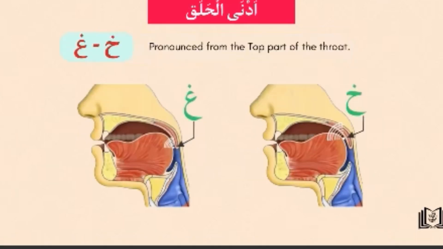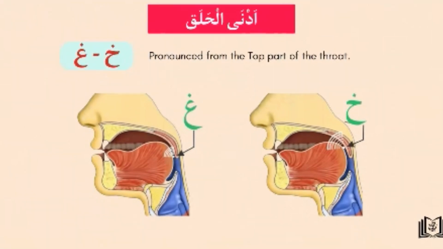You will understand. Next one is Adnal Halaq. Which part of the throat is this? Yes, this is the top part of your throat. How many alphabets are coming under Adnal Halaq? Yes, 2: Kha and Ghain. Now I have a question for you all. You can see here we have 2 images, one is Kha, one is Ghain. Why is the sound volume of Kha given high and Ghain given low?